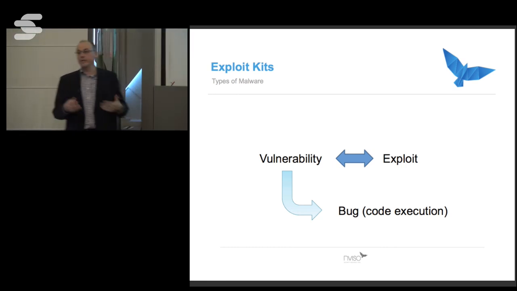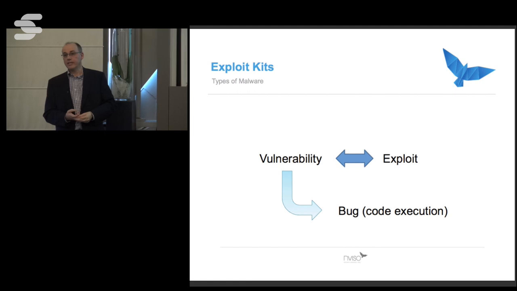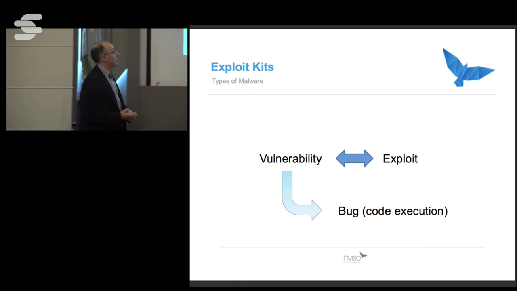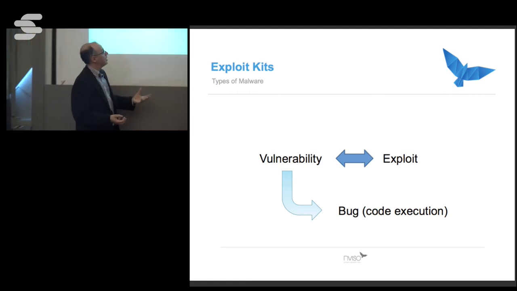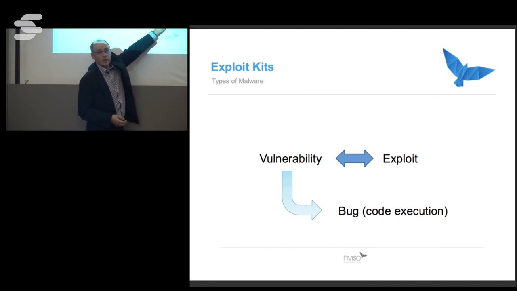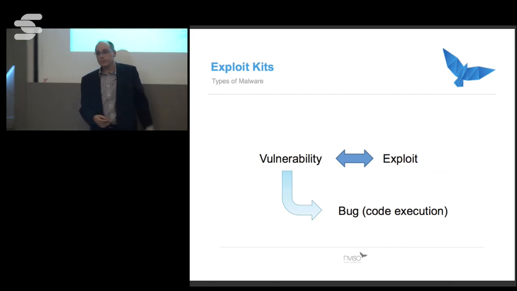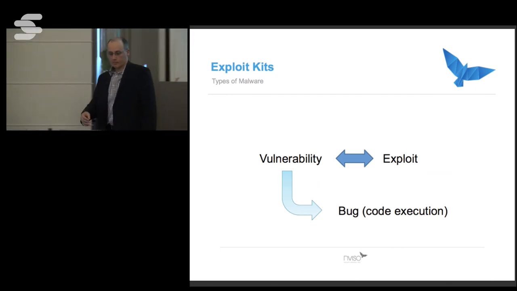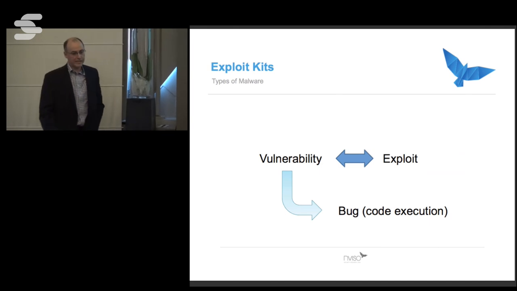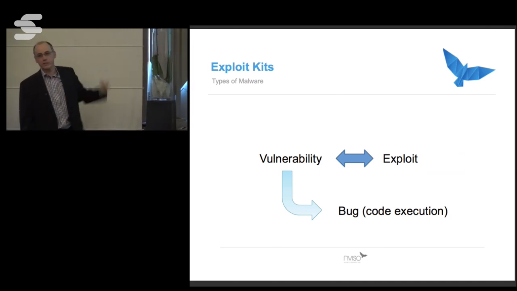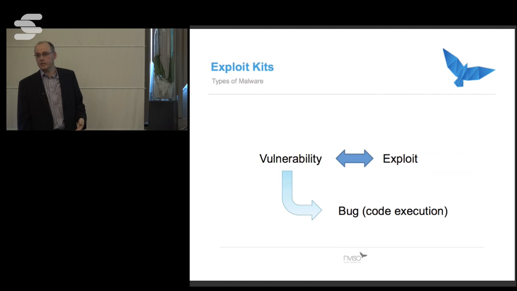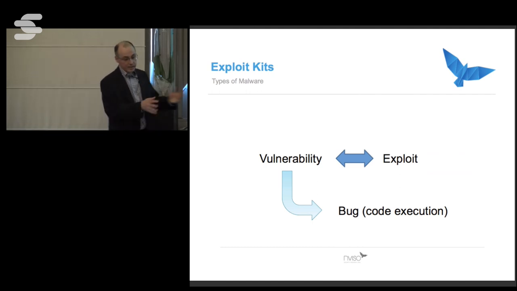And that is done through an exploit. An exploit is a particular piece of code written to trigger that bug and create the right circumstances so that code from that exploit can execute. That is what an exploit kit will do. It has several exploits, and like I said, for example, Flash, Java, and inside Flash and Java, of course, several exploits.